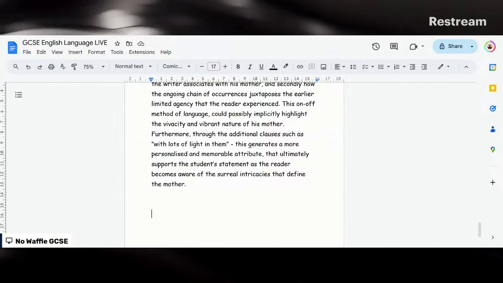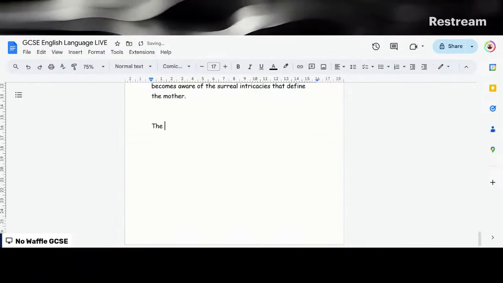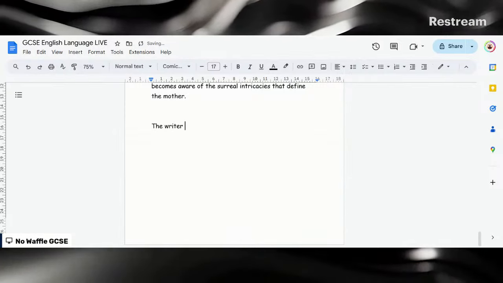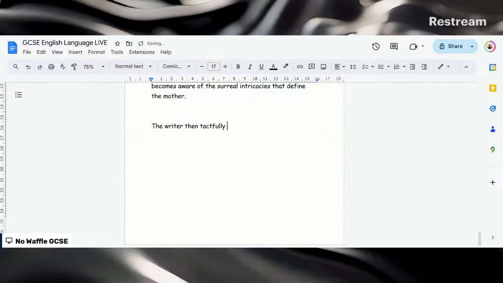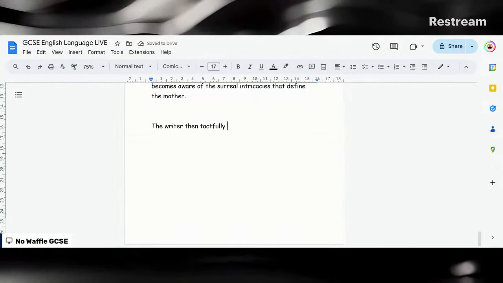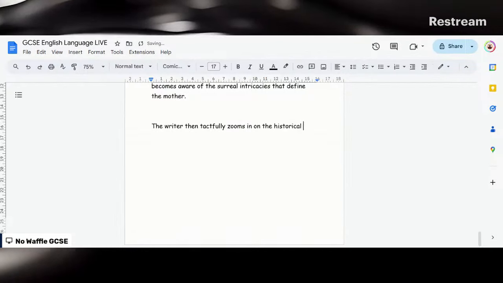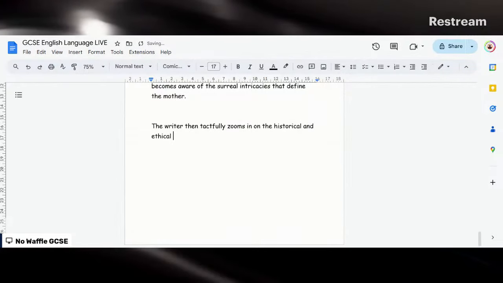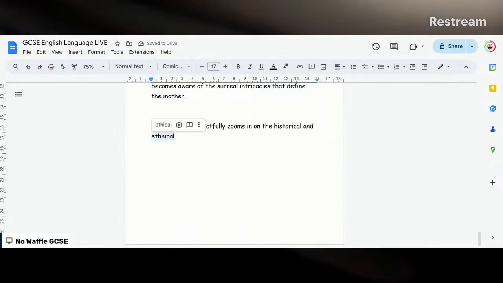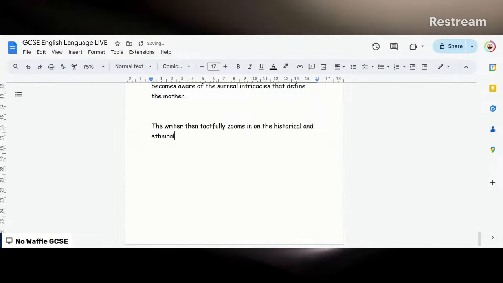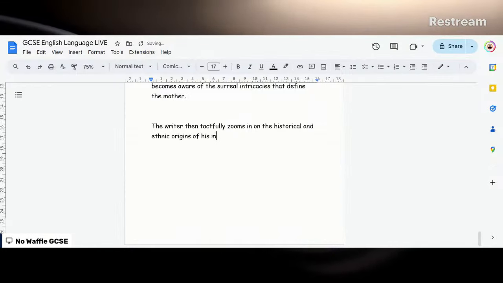Okay, and then we want to talk about the historical and cultural and ethnic aspect of the statement. So we can then say the writer, because remember this is a 20 marker, so you want a lot of in-depth points, the writer then tactfully zooms in on the historical and ethnic origins of his mother.